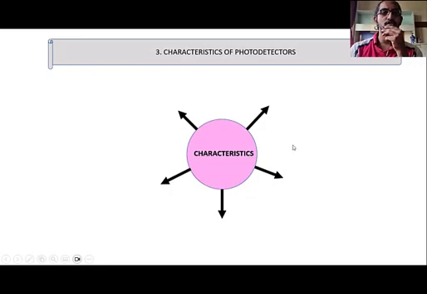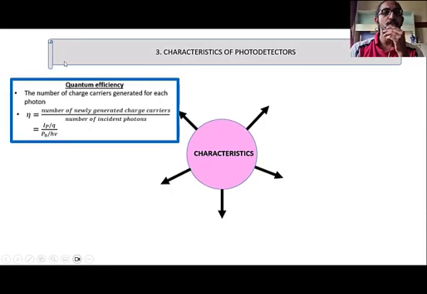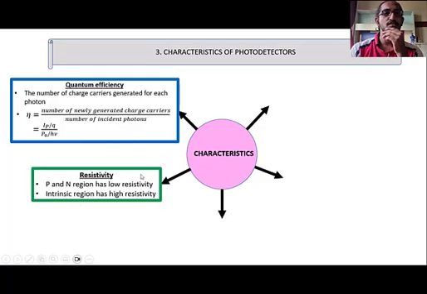Here are some common characteristics of PIN photodiodes. Firstly, quantum efficiency is defined as a measure of how efficiently optical energy can be converted to electrical energy, given by this equation. A higher quantum efficiency gives a greater conversion of light energy to electrical energy. Next, resistivity refers to resistance in a region. PIN photodiode has low resistivity in P and N region due to it being heavily doped, whereas the intrinsic region yields a higher resistivity due to it being undoped.